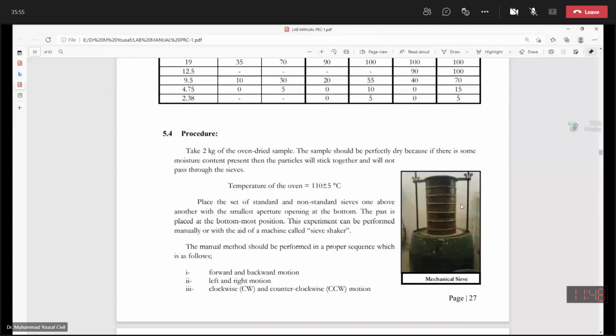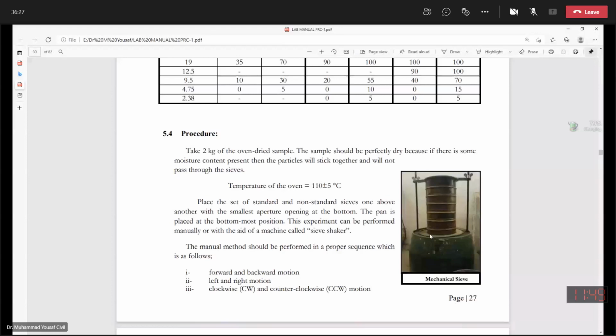You will be arranging the set of sieves, and there is a provision of the sieving process, to and fro, forward and backward, left and right, in rotation, clockwise and counterclockwise. So even if you are not having the sieve shaker, then manually this should be performed in this way: forward and backward, left and right, and clockwise, counterclockwise motion.